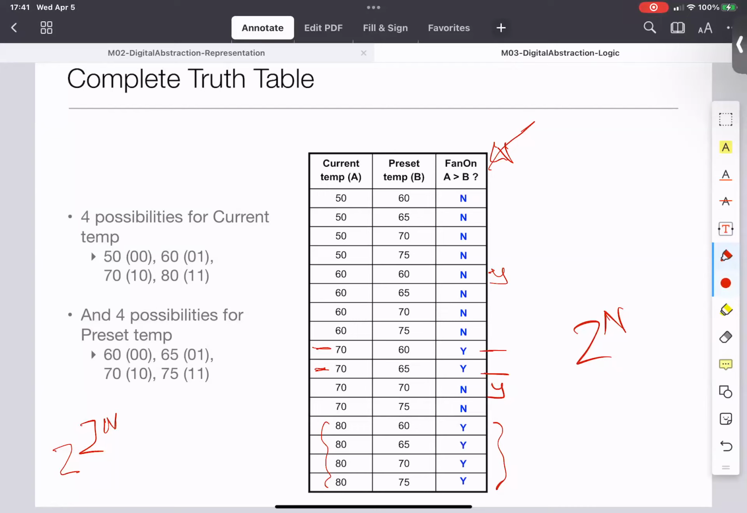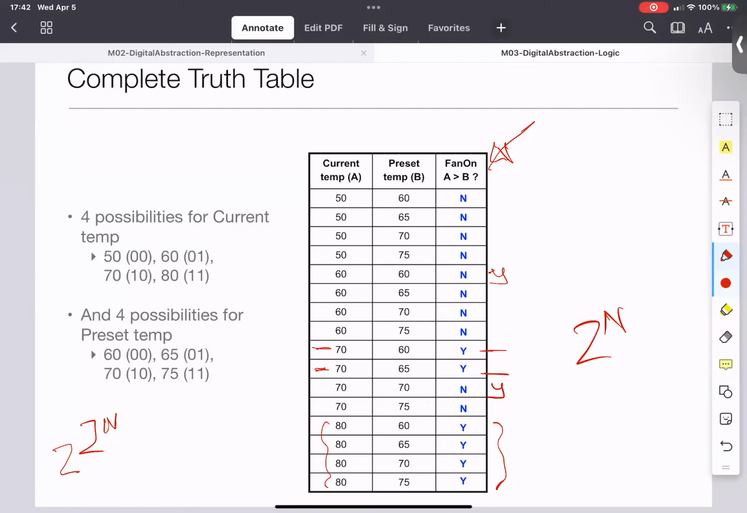Yeah, go ahead. An observation: whenever the current temperature is 80, it's always yes, and whenever the current temperature is 50, it's always no. Okay, great observation, and we'll rely on that in lectures to come quite a bit.